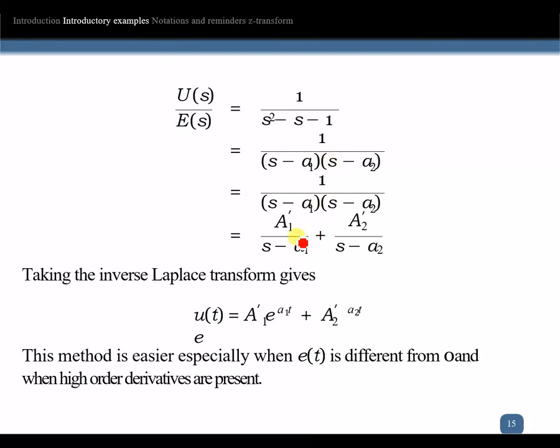Here you can find the A1 and A2, and if you take the inverse Laplace, you see the u(t) will be similar to the u(t) from the first method, you find A1 e^(a1 t) plus A2 e^(a2 t), and you can find the u(t) of the system.